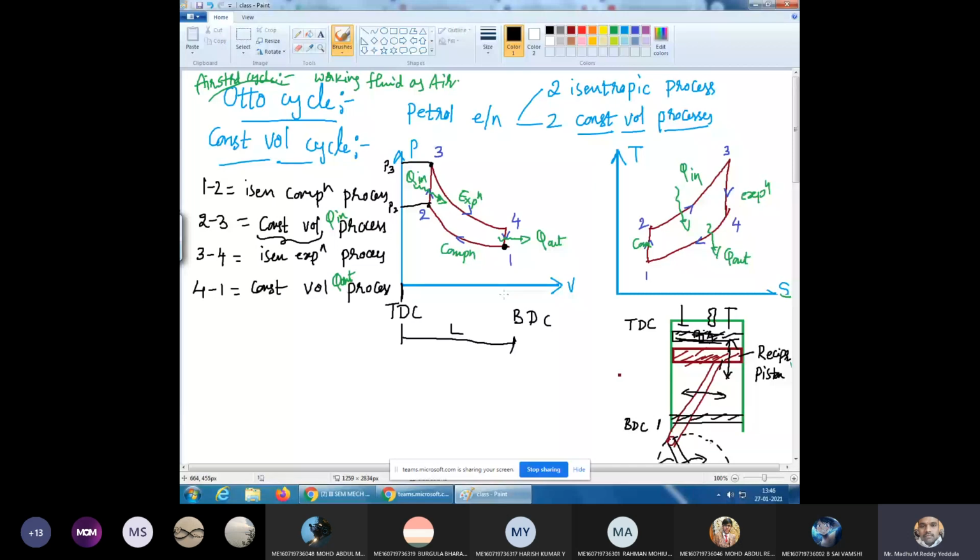This is the bottom dead center. In between top dead center and bottom dead center, the piston will reciprocate. Therefore, what is the volume corresponding to these two? I can call it the total volume. Agree? Total volume.